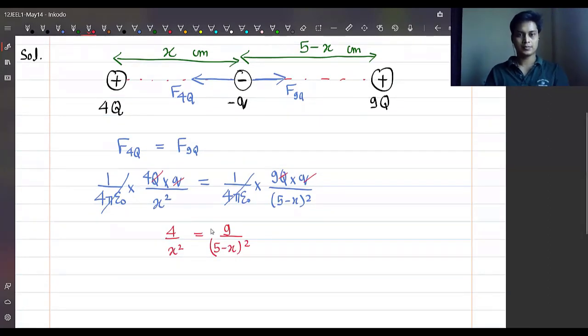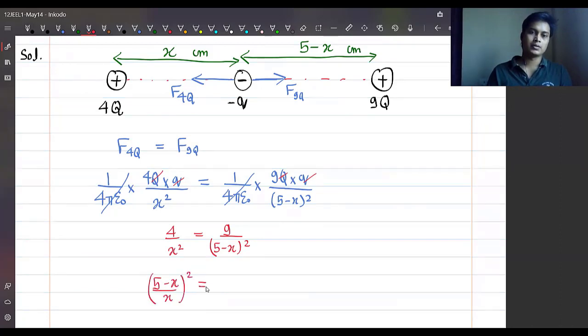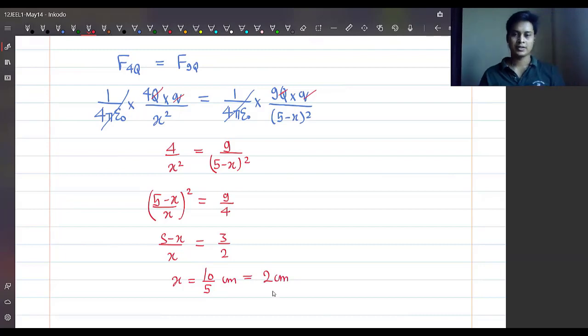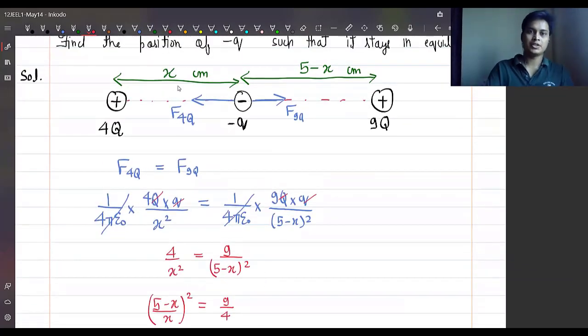Let us see if we can solve this. 5 minus x by x, whole square, is 9 by 4. So I can write 5 minus x by x equals 3 by 2. So x would be 10 by 5 centimeter, that is 2 centimeter. I'm getting the value of x as 2 centimeter. So I should put this charge at 2 centimeter away from the 4Q charge. So the remaining would be 3 centimeter away from the 9Q charge.